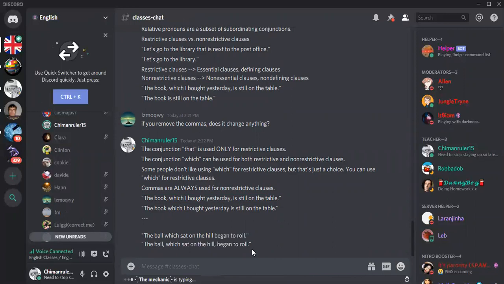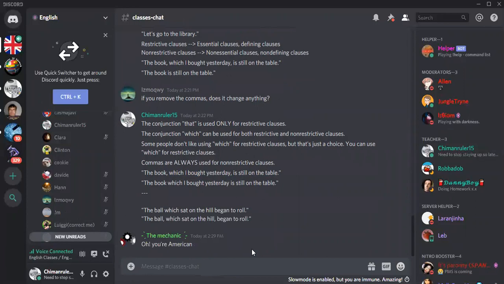So now we have a sentence with a restrictive clause followed by a sentence with a non-restrictive clause. And the two are nearly the same, but the only difference is the commas. So again, listen to how I read these two sentences. Let's start with the first sentence. The ball which sat on the hill began to roll. The ball, which sat on the hill, began to roll. So notice the difference there again?